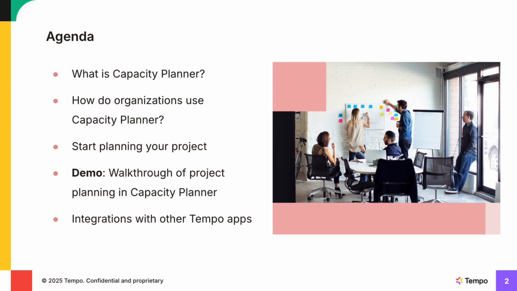We'll start by answering the question, what is Capacity Planner? And we'll look at the two basic scenarios that organizations use with it. Then we'll move into why you're here, and give an overview of the workflow for project planning in Capacity Planner. The main event is a walkthrough demo on how to use specific features in Capacity Planner to help you plan your projects. We'll finish off the webinar by talking about how Capacity Planner integrates with other Tempo apps.